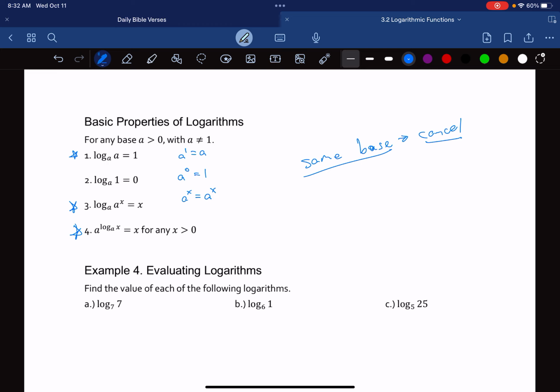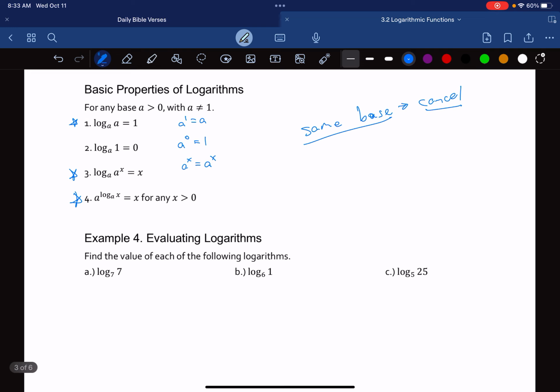The log base a of a to the something, the log cancels with the exponential, and a to the log base a of x, the a and the log are going to just cancel out and leave you with that x. So this is how they're inverse functions of each other. That's how they undo each other.